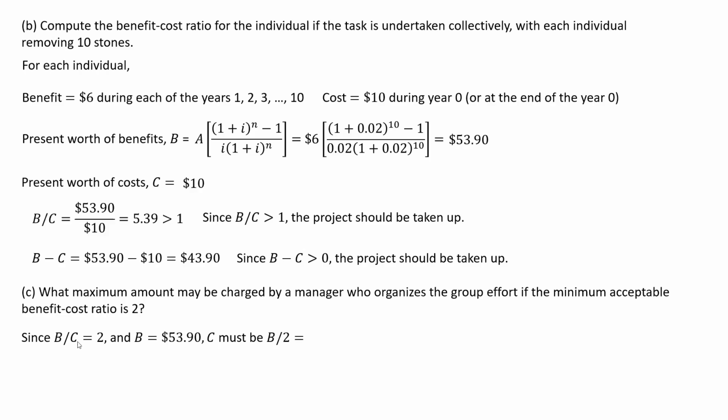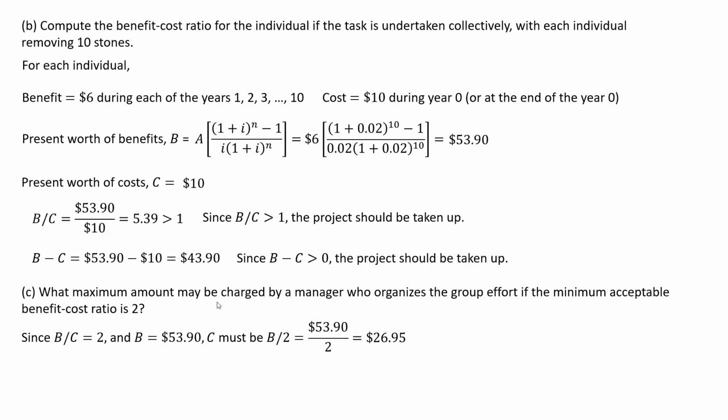We want B over C to be equal to 2. So that means C must be what? Do the math. Multiply both sides by C and divide by 2, right? That concept. Then B over 2 must be equal to C, or C must be B over 2. So the cost must be $26.95.